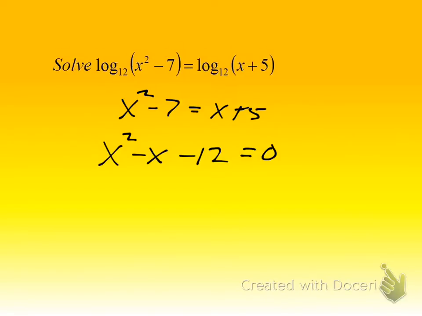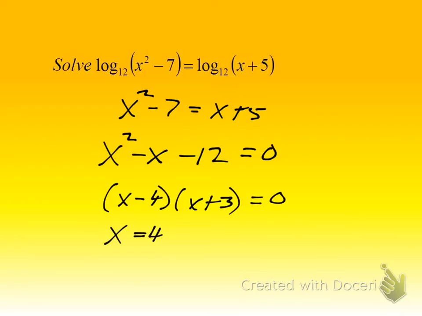Now, factor this guy. Multiplies to -12, adds to -1. -4 plus 3. No, it doesn't matter whatever order. Okay? But it's the signs. The signs are what's important. So move this one to the other side. So x equals 4. Move this one to the other side. X equals -3. All right?